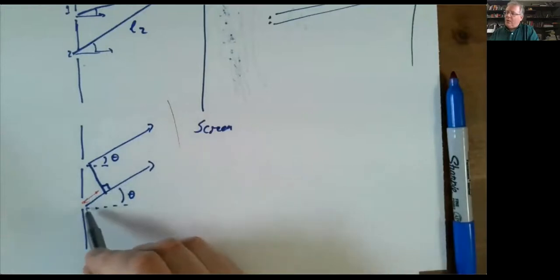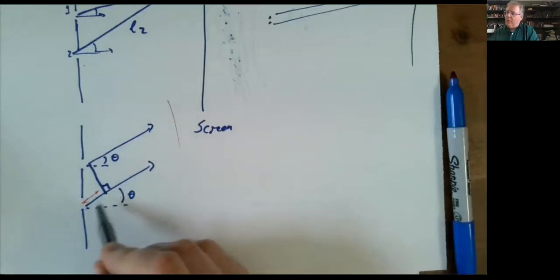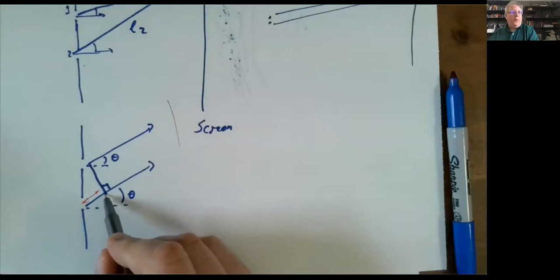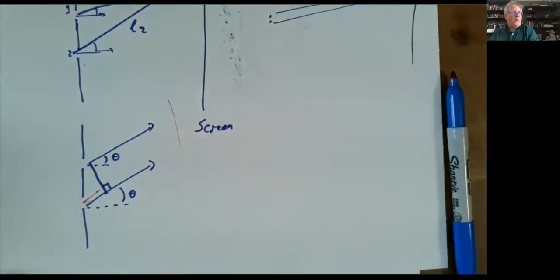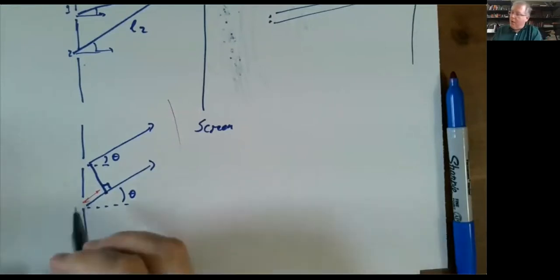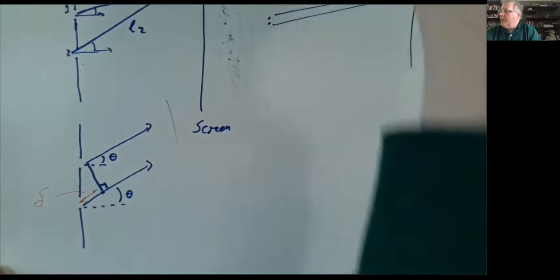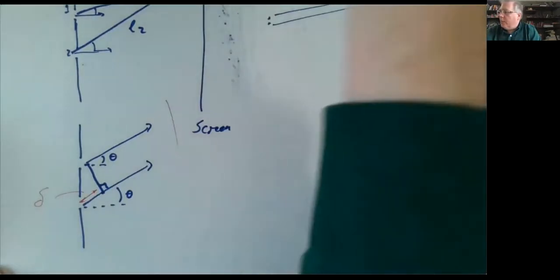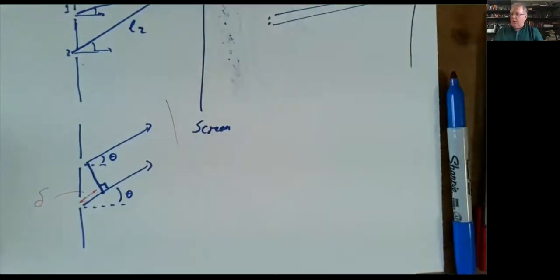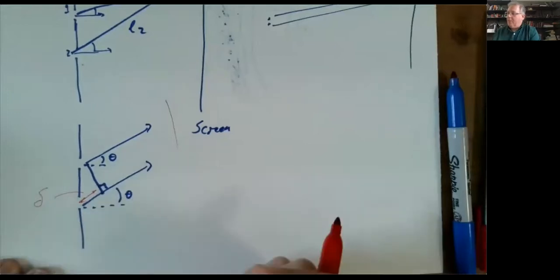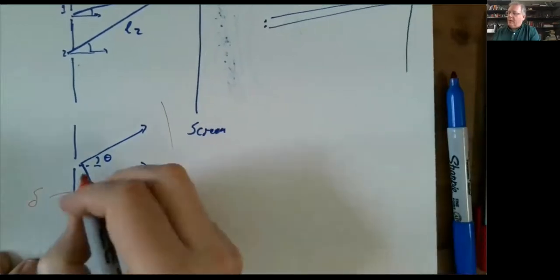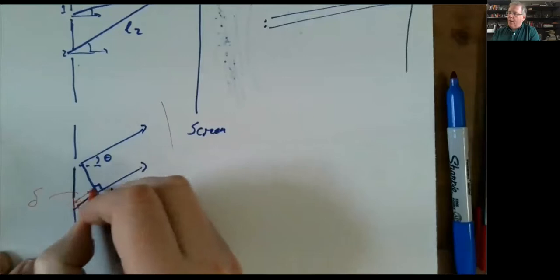But the extra distance is this bit here, the bit where the bottom ray had to catch up to the front ray. And that is the extra distance that we care about. So I'm going to call that distance delta. That's the difference in distance between the two distances to the screen, between slit 1 and slit 2, right? Now I can work out what delta is by looking at this triangle.